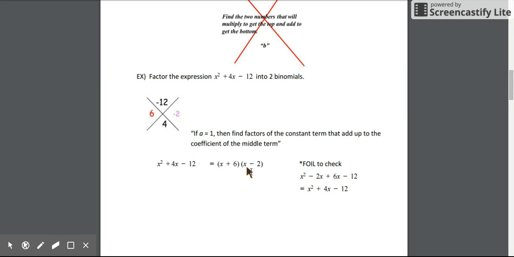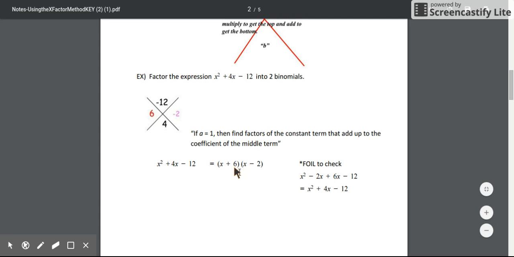So if we FOIL these two binomials, x times x is x squared, x times negative 2 is negative 2x, x times 6 is 6x, and 6 times negative 2 is negative 12. Combine our middle terms, and we get that positive 4x. So we can check our work, make sure that we get back to the original quadratic, and we can be sure that we factored correctly.